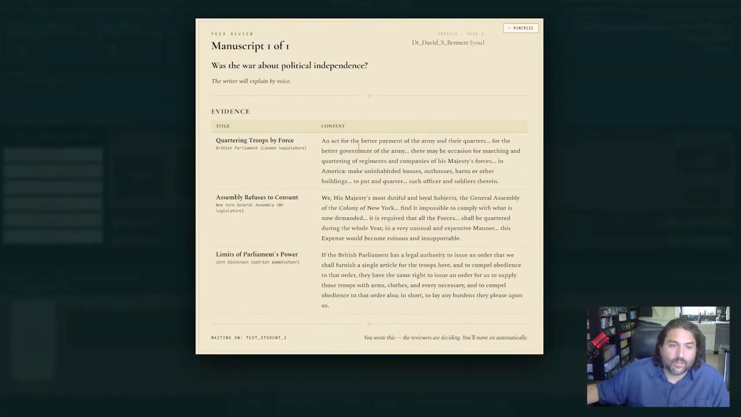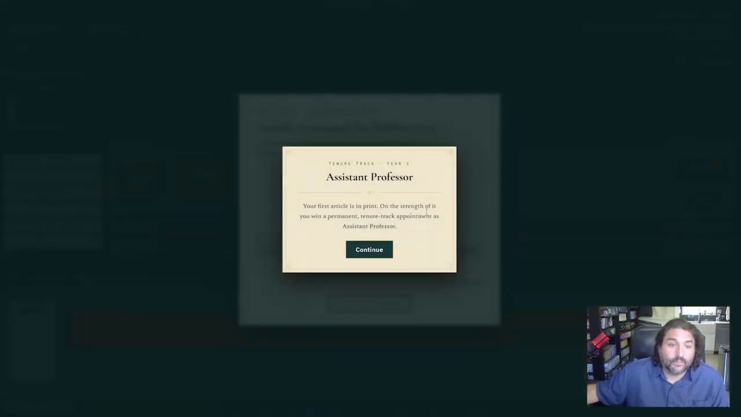So this is my argument, right? I explain it by voice. My argument is essentially quartering troops by force, assembly refuses to consent, and the limits of Parliament's power. All three documents revolve around the Quartering Act, a major political act that London passed and the colonies hated. At this point, if test student one wanted to ask me any questions, they could. They're reviewing my publication to decide whether my evidence supports my conclusion.